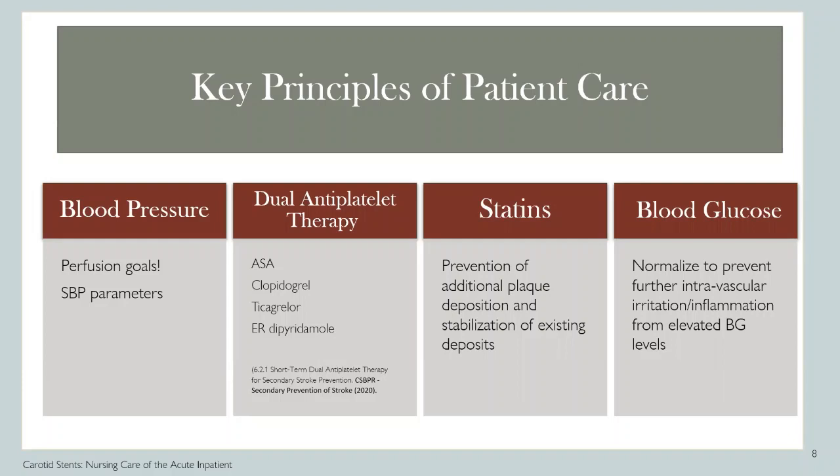So what do we care about as nurses? These are the key principles of care for secondary stroke prevention. Systolic blood pressure parameters are important to maintain cerebral perfusion. Due to the degree of arterial narrowing on the affected side, the brain tissue is already fragile, and any significant change in blood pressure can have severe consequences.